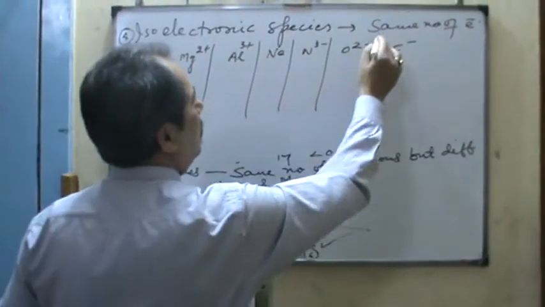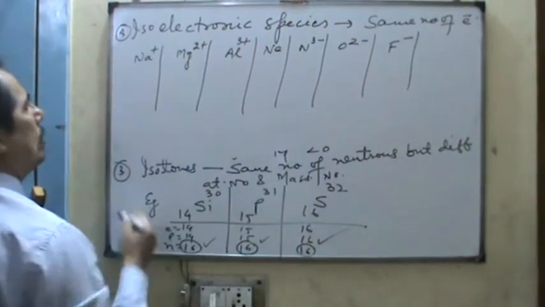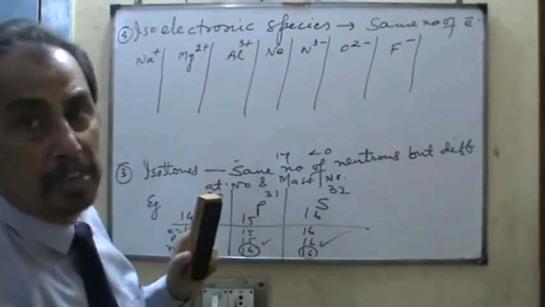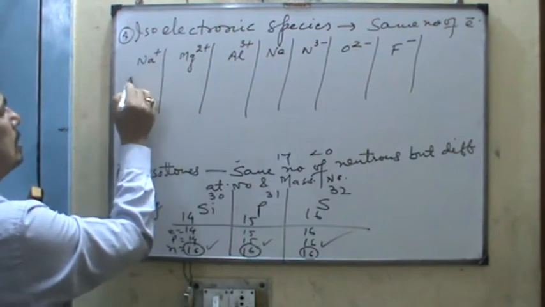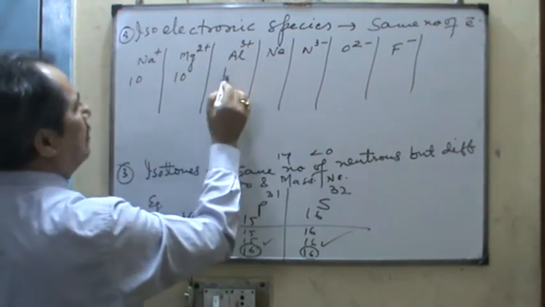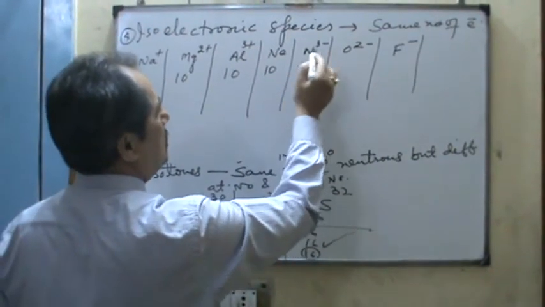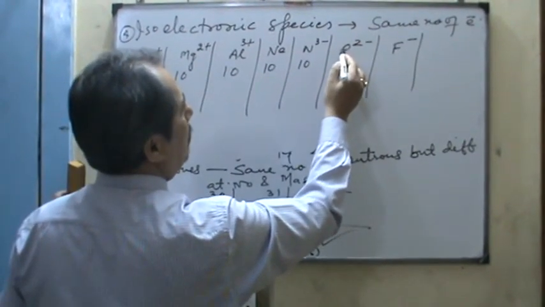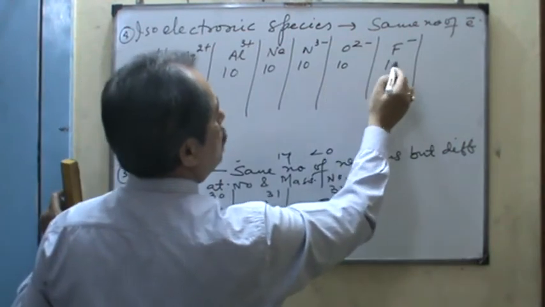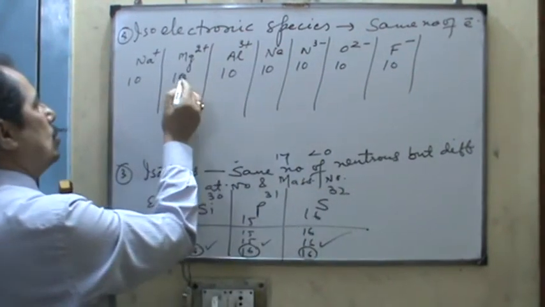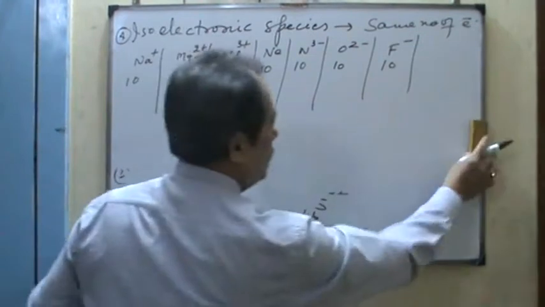Whatever the atomic number, in case of minus we have to add, in case of plus we have to subtract. Electrons 11 minus 1, 10, 10, 10. Neon is an inert gas. Here 7 plus 3, 10. 8 plus 2, 10. 9 plus 1, 10. So these all are isoelectronic species having the same number of electrons.